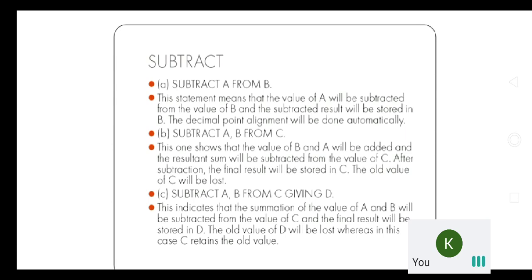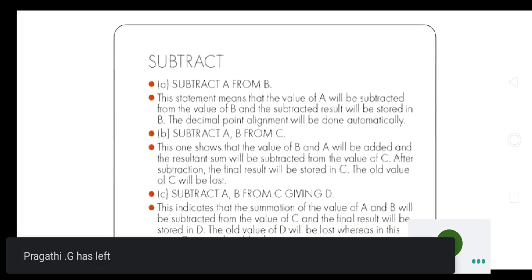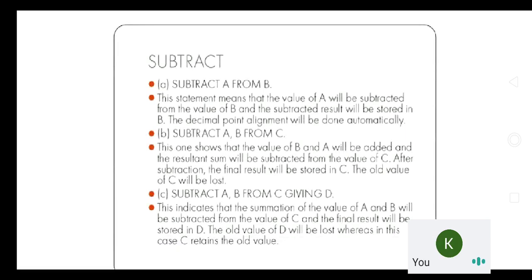Now how are we going to subtract the A value from the B value, and where will the resultant value be stored? The resultant value will be stored in B itself. So this statement means the value of A will be subtracted from the value of B, and the resultant value will be stored in capital B itself. The value of A is 10 and the value of B is 20. I am going to subtract the A value from the B value, so we will have 20 minus 10, which is 10. The resultant value 10 will be stored in the identifier capital B.